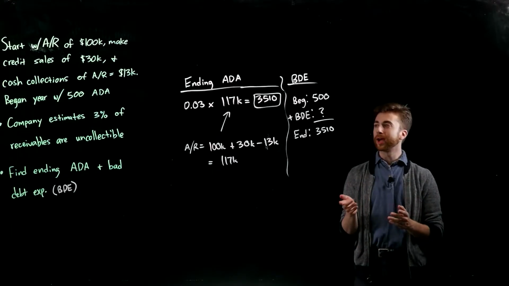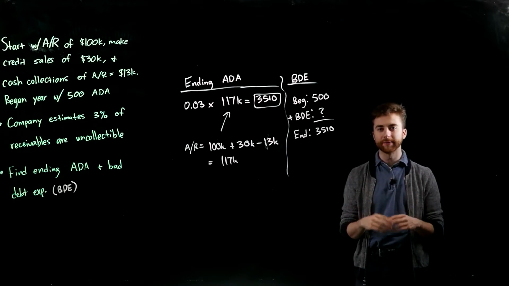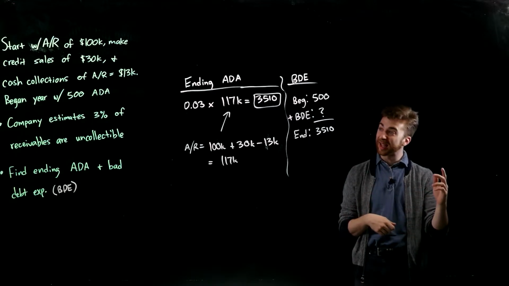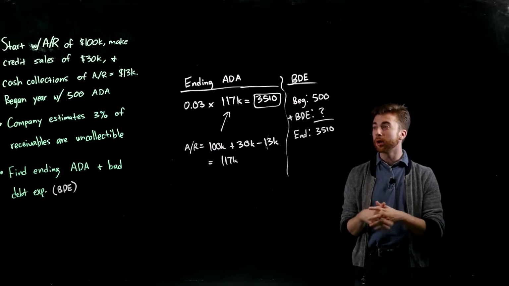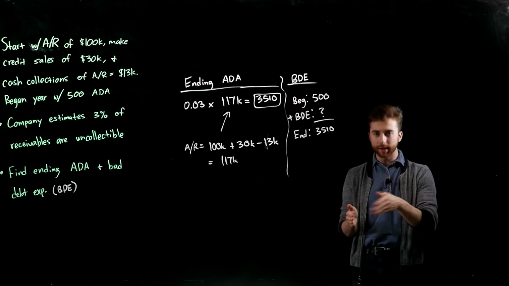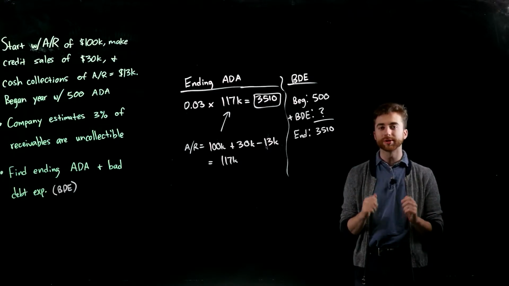All right, so the example we have right here is that we start off with $100,000 in our accounts receivable at the beginning of the year. We make credit sales of $30,000 and we collect cash from our accounts receivable of $13,000. We began the year with $500 already sitting in our allowance for doubtful accounts, so clearly we've been operating for a couple of years now, and we estimate that 3% of our receivables are uncollectible.